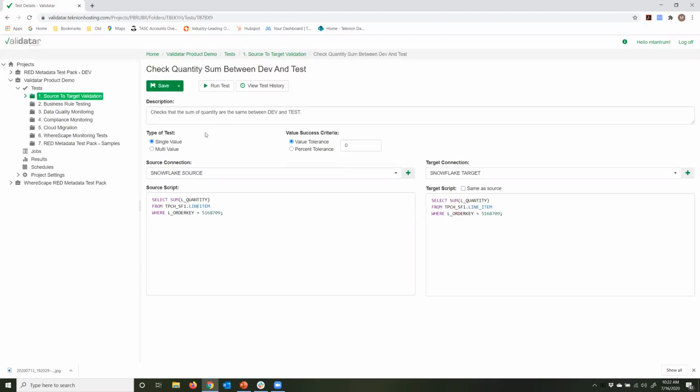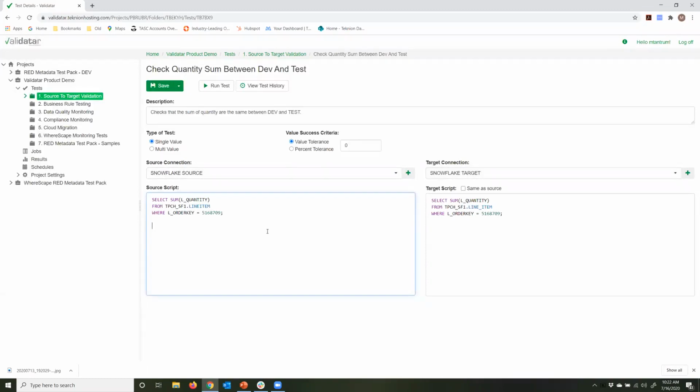So this is a very simple test. It's a single value test. I have a zero tolerance for it. I set up two connections. Where am I testing? In this case, I'm looking at our Teknion Snowflake instance, my development and my test environments.